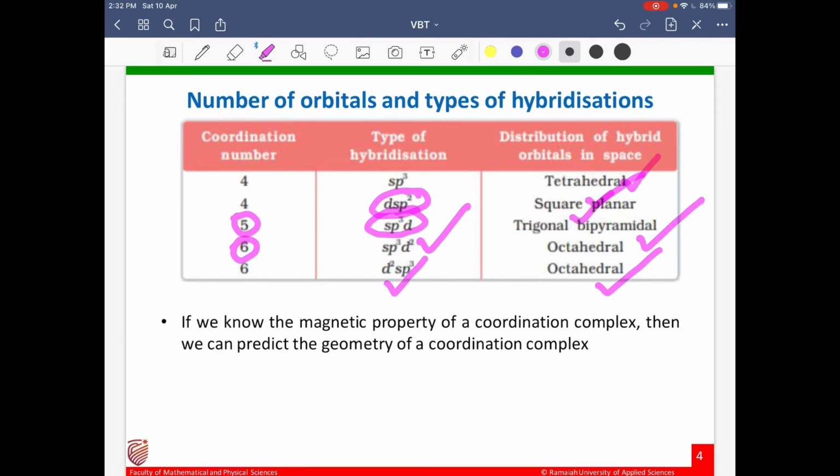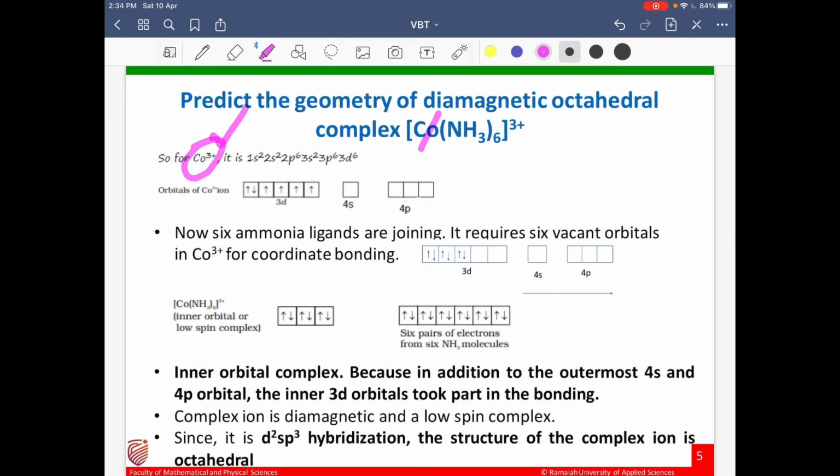If we know the magnetic property of a coordination complex, then we can predict the geometry of the coordination complex. Predict the geometry of the diamagnetic octahedral complex [Co(NH3)6]3+. So this complex is diamagnetic in nature. If we measure the magnetic property of this complex, we will find that it is diamagnetic in nature.